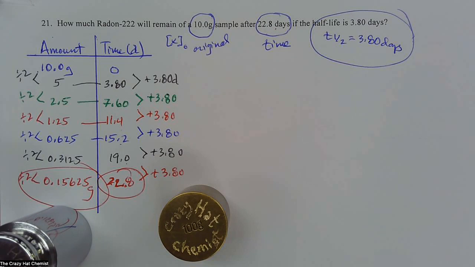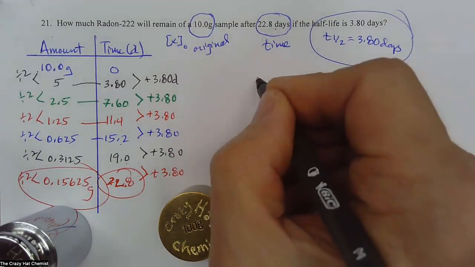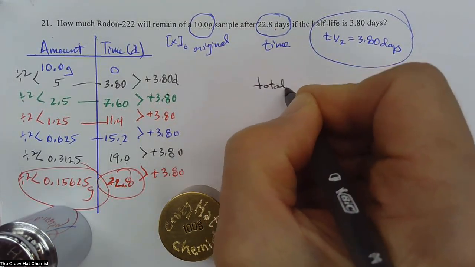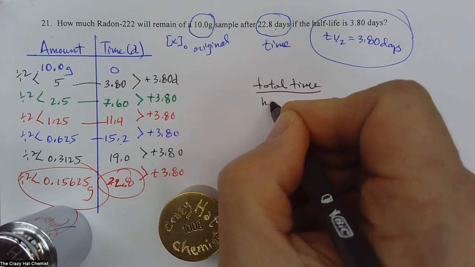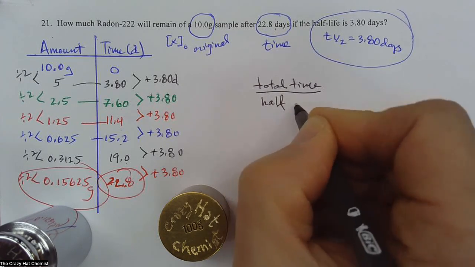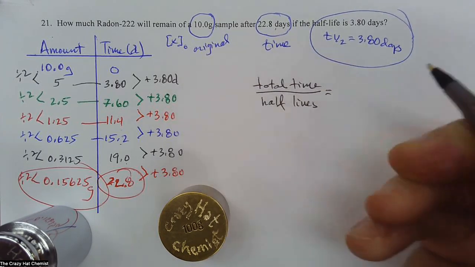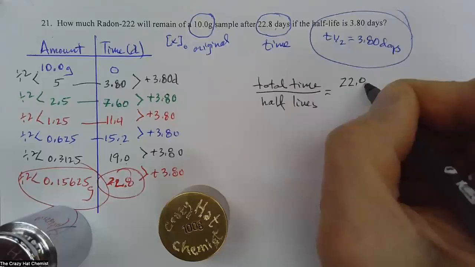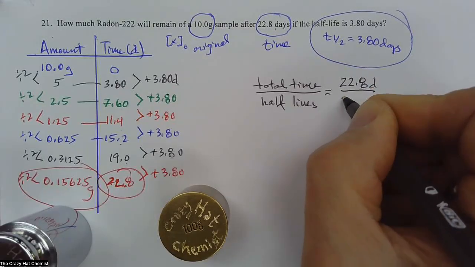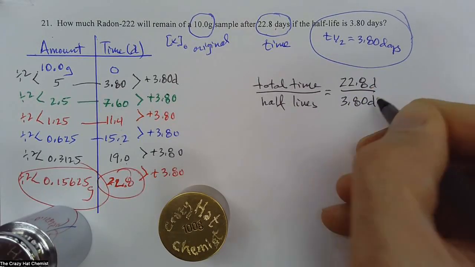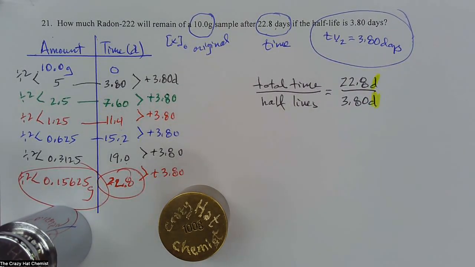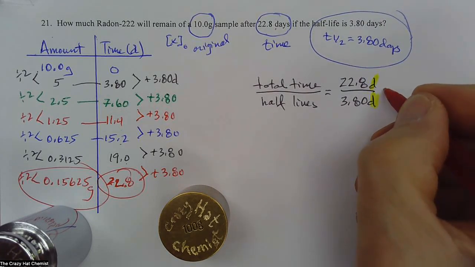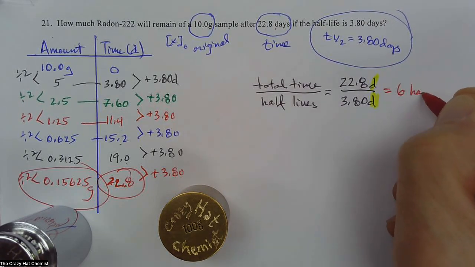Let me show you another method here. The other method is going to say, I want the total time, and I'm going to divide by the half-lives. The total time is 22.8 days. The half-life is 3.8 days. You're going to make sure that these units are the same. They both happen to be in days, so that is good. This is 6 half-lives.